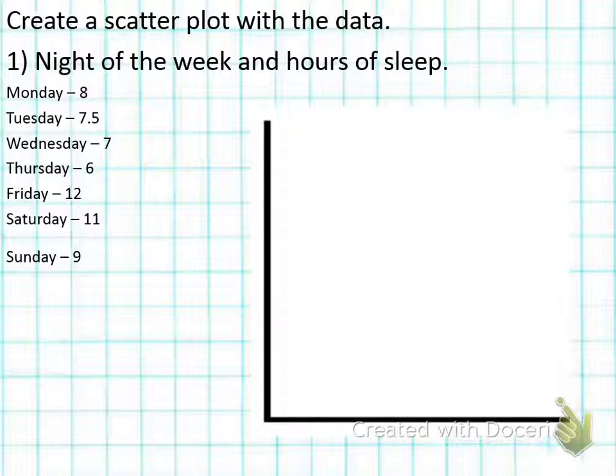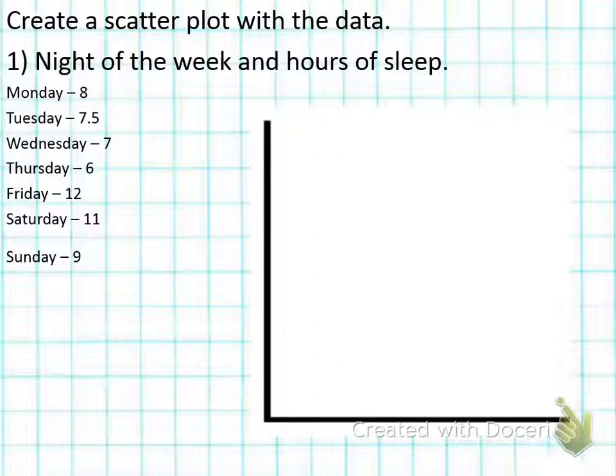On Monday, I get 8 hours of sleep. Tuesday, I get 7.5 hours. Wednesday, I get 7 hours. Thursday, 6 hours. Friday, 12 hours. 11 hours on Saturday, and 9 hours on Sunday. Okay? So if that's my pattern, and I'll do that over many weeks, I want to see what my sleep patterns are.